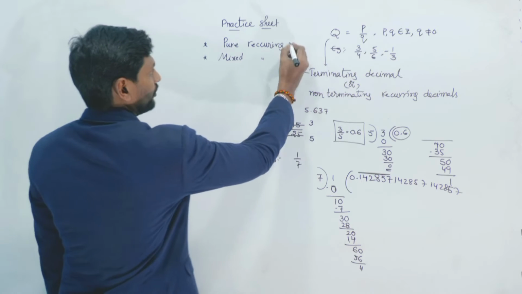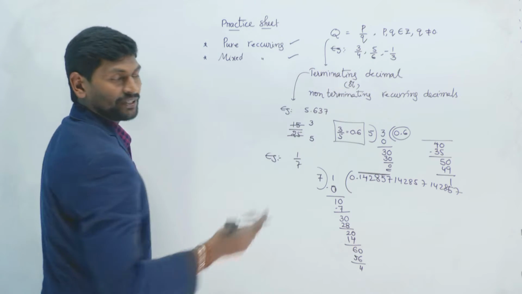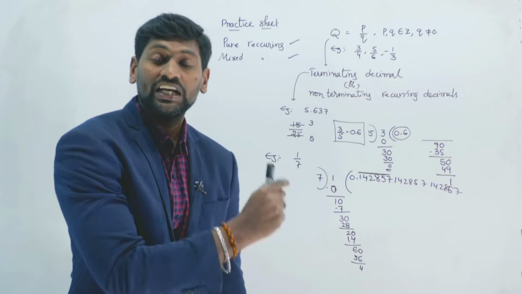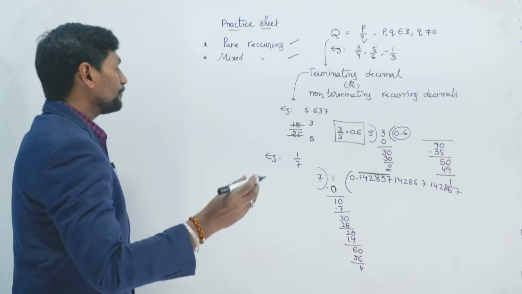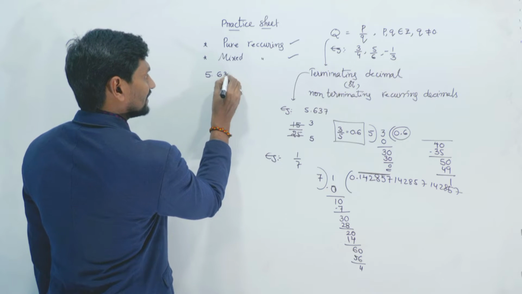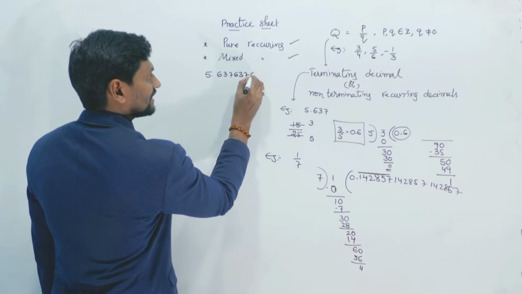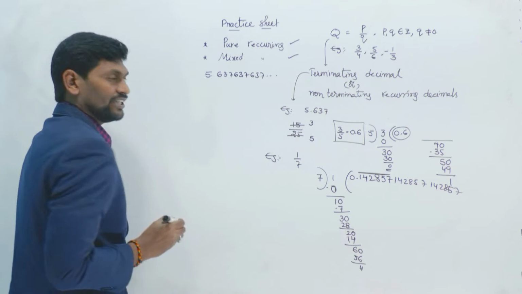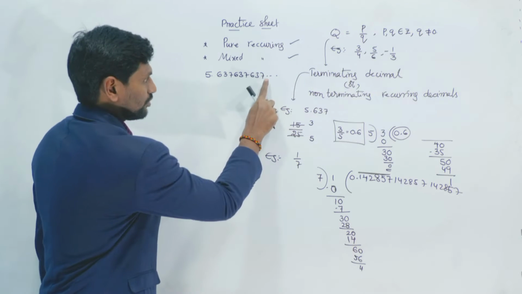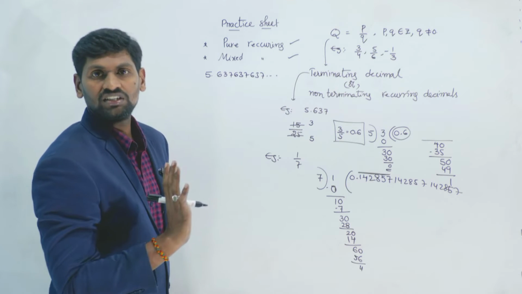Now, what are pure recurring and what are mixed recurring? In non-terminating repeating decimals, there are two types: pure recurring and mixed recurring. Pure recurring means, for example, 5.637637, where 637 is repeating like this and so on. This symbol indicates and so on. That means it will come like that only.